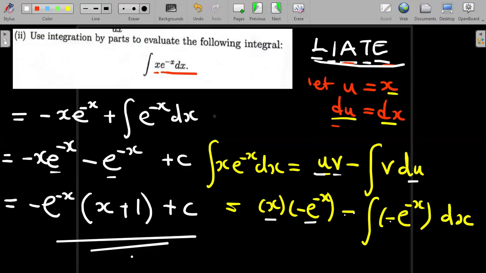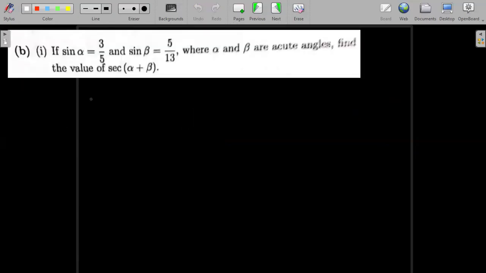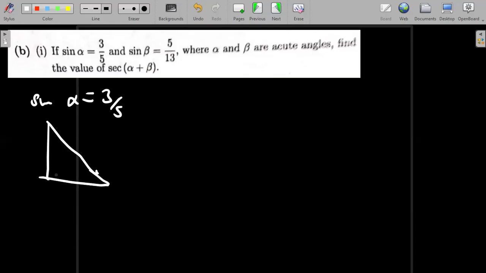Okay, the next question. It says if sine alpha is equal to 3/5 and sine beta is 5/13, where alpha and beta are acute angles, find the value of alpha plus beta. So what you do in this one, you've been given sine alpha equal to 3/5. So you draw your right angle triangle like that.